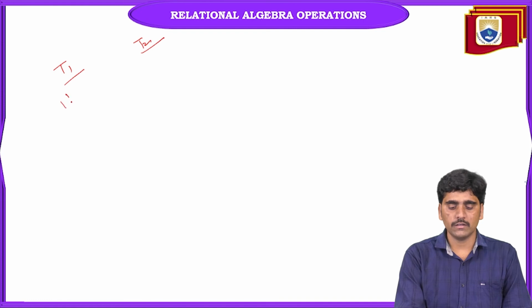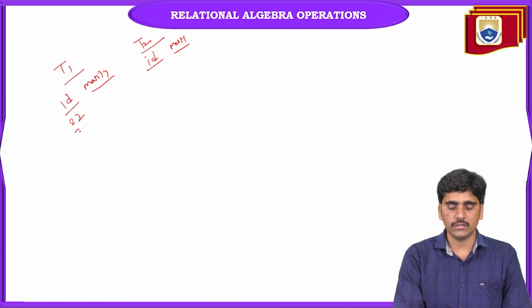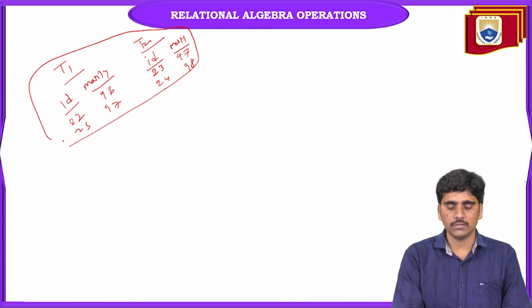So T1 contains ID and marks, and T2 also contains ID and marks. T1 has ID values 22, 23 with marks 96, 97. And T2 has ID values 23, 24 with marks 97, 98. Right? So these two are the tables.